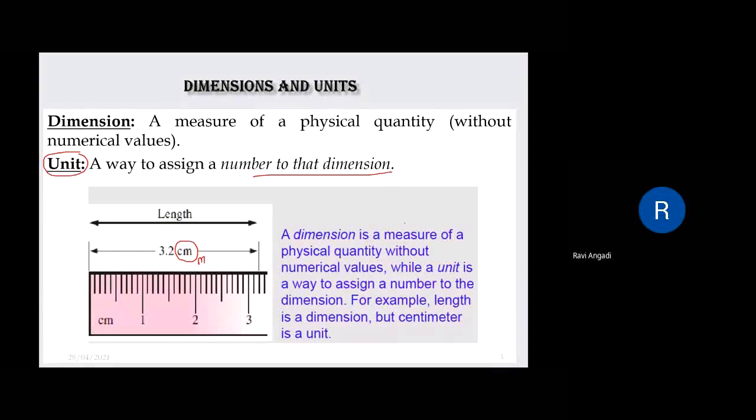Here again, how will you define a dimension? Can anyone tell the definition of dimension? It is a measure of a physical quantity, but the definition is the expression for a derived quantity in terms of primary quantities. Again, I'll come to what primary quantities and secondary quantities are. A unit is a standard in terms of which any physical quantity can be measured, and a dimension is an expression for a derived quantity in terms of primary quantities. We'll discuss primary and derived quantities in the next slide. So I'll go to the next slide.